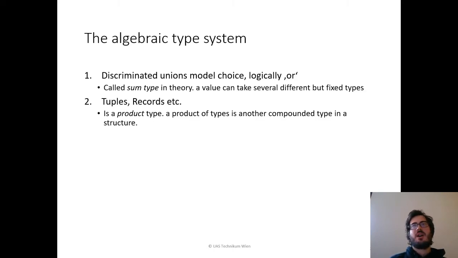So what we have seen now is discriminated unions, which are actually the first ingredients of an algebraic type system. And then there is the second component, which are tuples, records, and stuff like this. The first one, discriminated unions, is called a sum type because a value can take several different but fixed types. So it can either be none, or it can be sum, or it can be, as we have seen before with barcode, this option, this option, this option, this option.